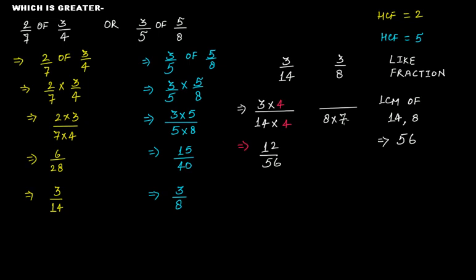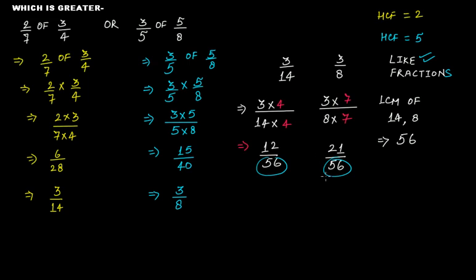And since we have multiplied the denominator by 7, we'll multiply the numerator also with 7. And therefore, the answer for this one will be 21 divided by 56. Now, these two fractions have the same denominator. Therefore, these two fractions are now like fractions. Now we can compare them.